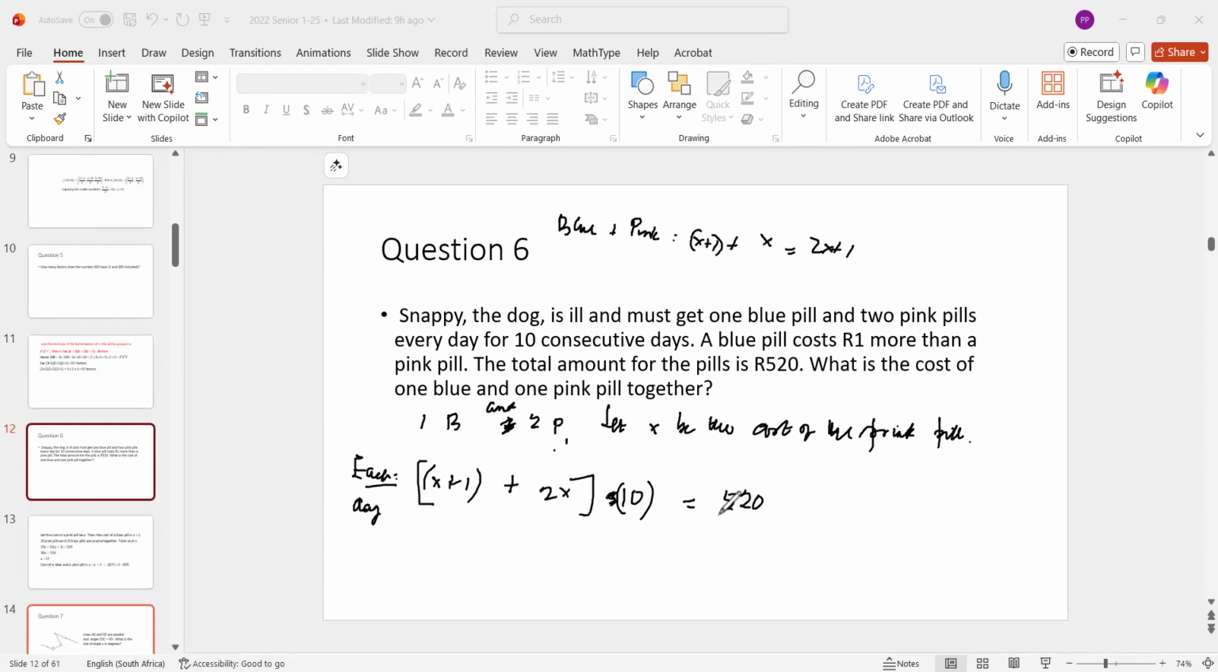And so that's the answer, but we need to calculate X and it comes from here. So this times 10 is 520. In the bracket, you've got 3X plus 1, 2X plus X. And then if you divide on both sides by 10, you get 52. 3X plus 1 is 52. 3X is 51. So X is 17. So that tells you that the value of X is 17. And we've worked out 17 times 2 plus 1 is what the blue and the pink will cost together. And the units, you should say, is rands.